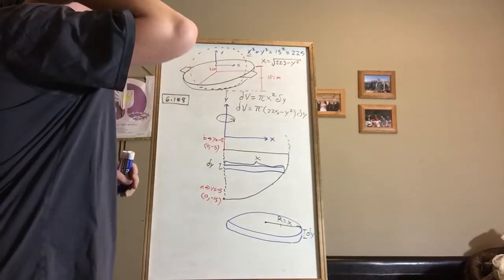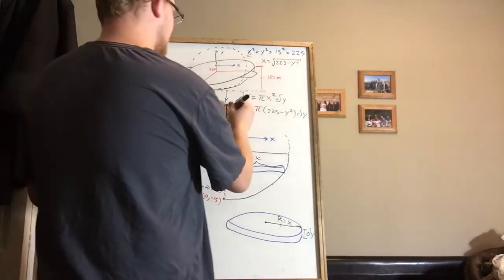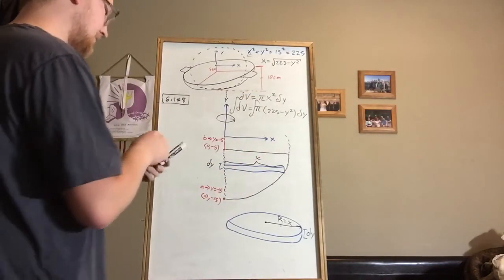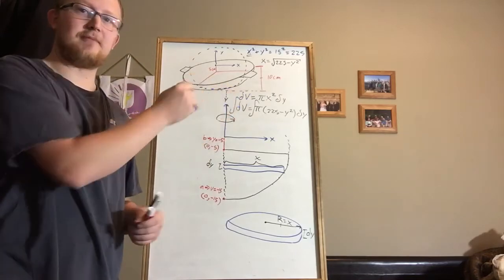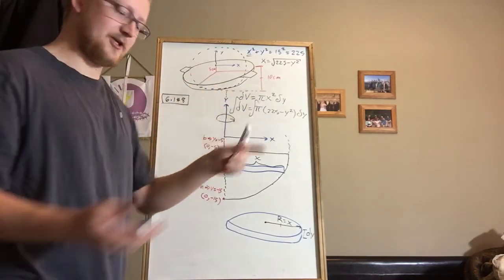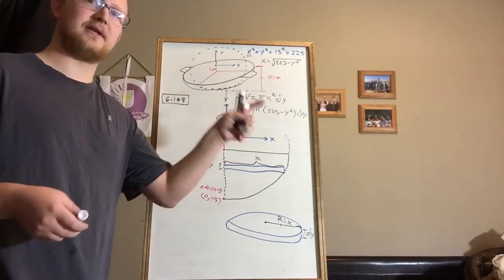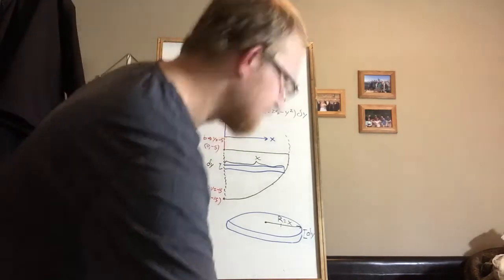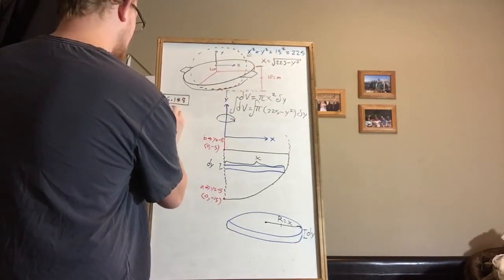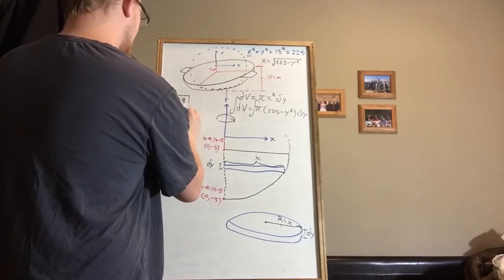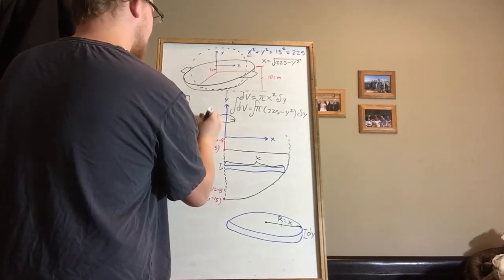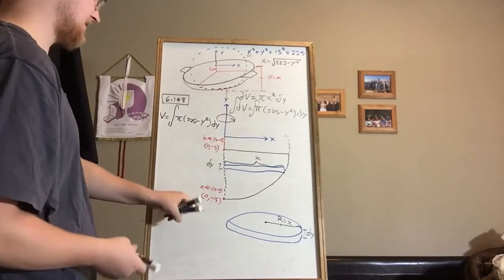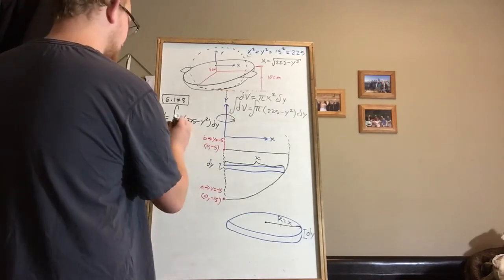Alright, so the next step here is we're going to integrate both sides from our bounds. So the integral of dV, the integral of 1 dV, is actually just v, just like the integral of 1 dx is actually just x. So what we end up with is a formula that says that v equals the integral of pi times 225 minus y squared with respect to y. And our boundaries are from negative 15 to minus 5.